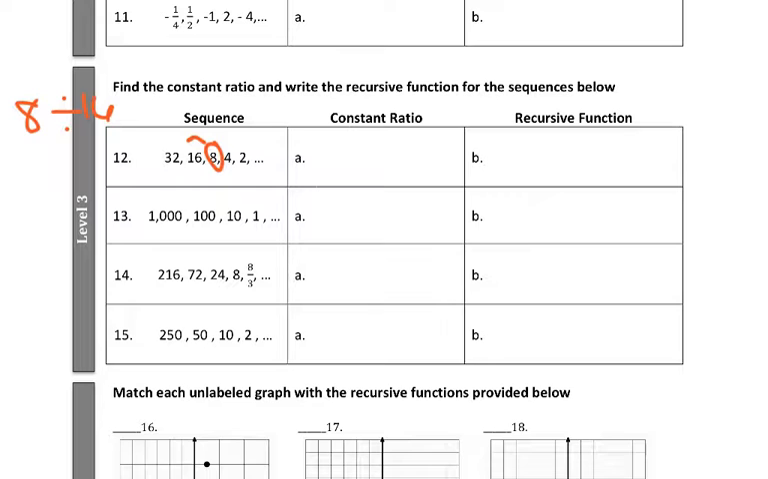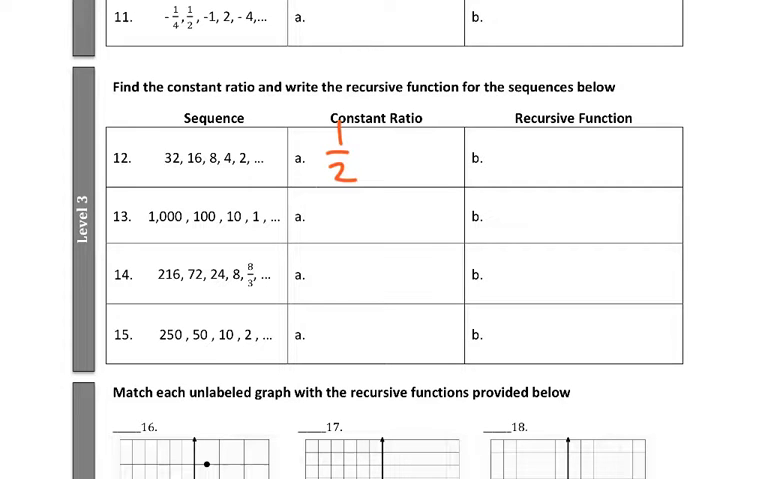I prefer fractions. I'm going to ask you to please write fractions with these. So turn your 0.5 into a fraction, and that's just going to be the fraction 1/2. So our constant ratio in this example is 1/2, and you could double check it if you don't believe me. Take 32 and multiply it by 1/2, and you're going to get 16. 16 multiplied by 1/2 is 8, and so on.